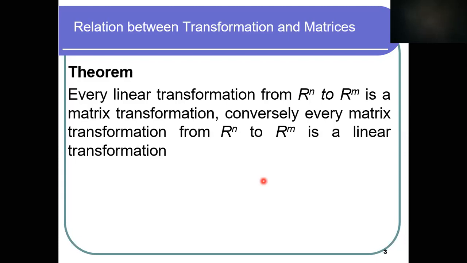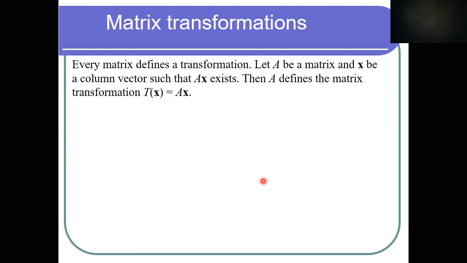Every linear transformation from Rn to Rm is a matrix transformation. Conversely, every matrix transformation from Rn to Rm is a linear transformation. It means whenever you are talking about a linear transformation, you are talking about a matrix. And whenever we have a matrix, we can form a linear transformation using T of x equals A times x. So every matrix defines a transformation.